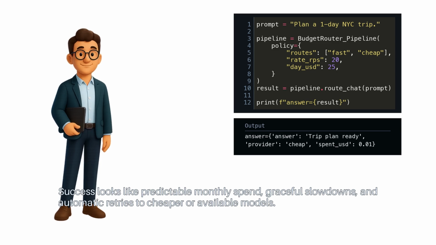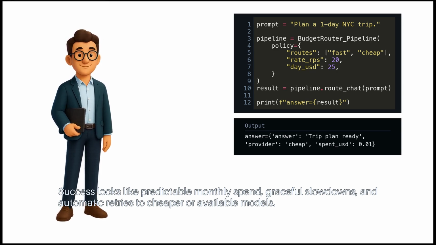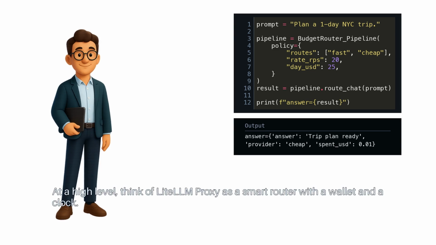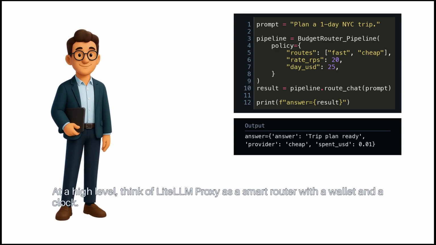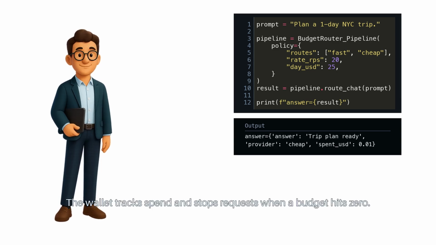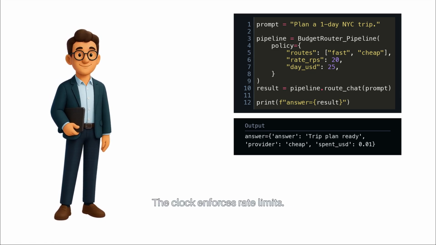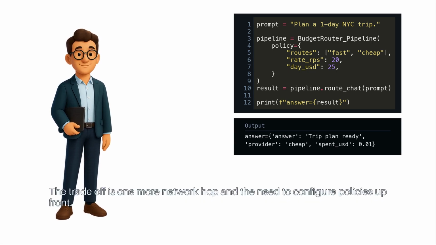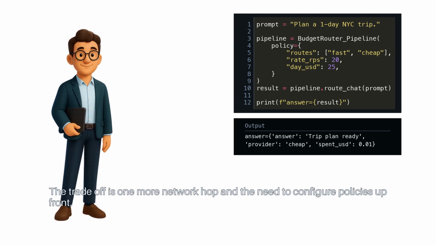Success looks like predictable monthly spend, graceful slowdowns, and automatic retries to cheaper or available models. At a high level, think of LiteLLM Proxy as a smart router with a wallet and a clock. The router decides which provider to use. The wallet tracks spend and stops requests when a budget hits 0. The clock enforces rate limits. This gives you predictable behavior under load and during provider failures. The trade-off is one more network hop and the need to configure policies up front.